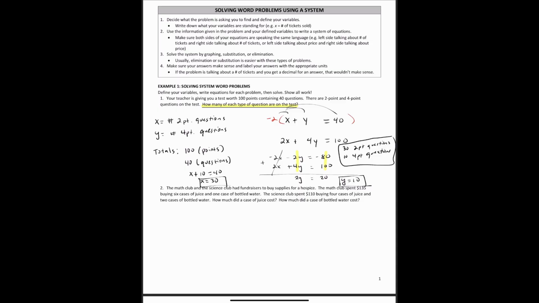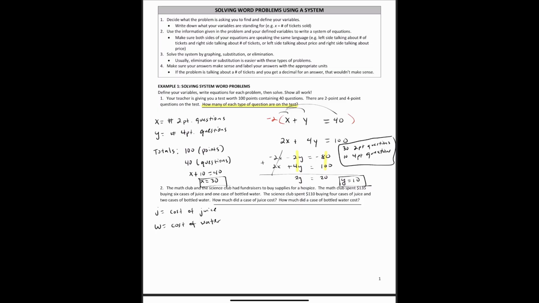Number 2, the math club and the science club had fundraisers to buy supplies for a hospice. The math club spent $135 buying 6 cases of juice and 1 case of bottled water. The science club spent $110 buying 4 cases of juice and 2 cases of bottled water. How much did a case of juice cost and how much did a case of bottled water cost? So what we're going to do first is define our variables. Let J represent the cost of juice. And let W represent the cost of water.